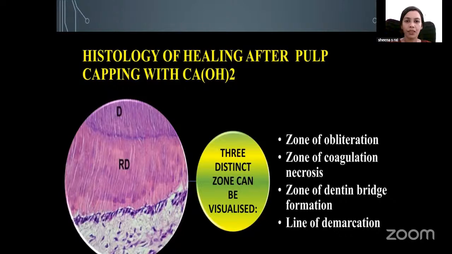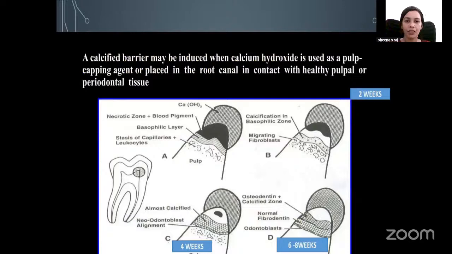Another important thing to keep in mind is how much time it takes to form the osteodentin. There are a lot of articles and references giving different times, but what you have to mark in the answer paper is 6 to 8 weeks. Calcium hydroxide takes about 6 to 8 weeks for reparative dentine formation. Please do keep that in mind. This is another important question.